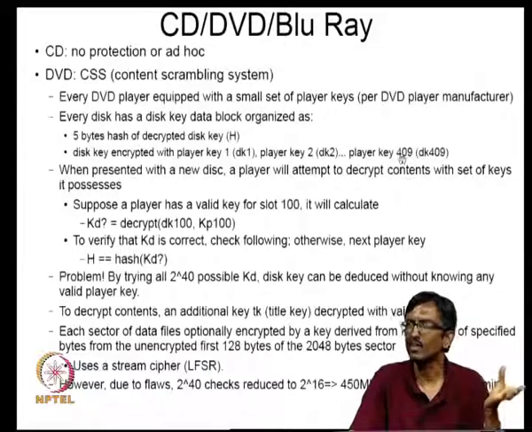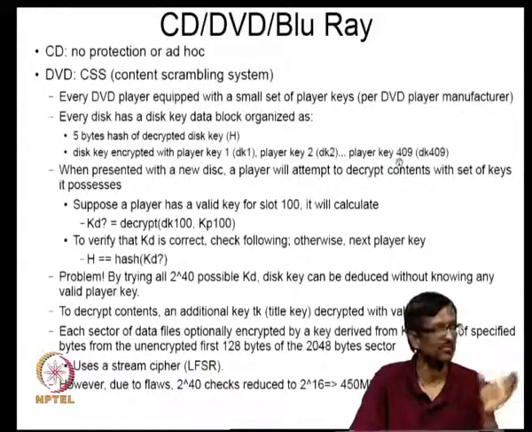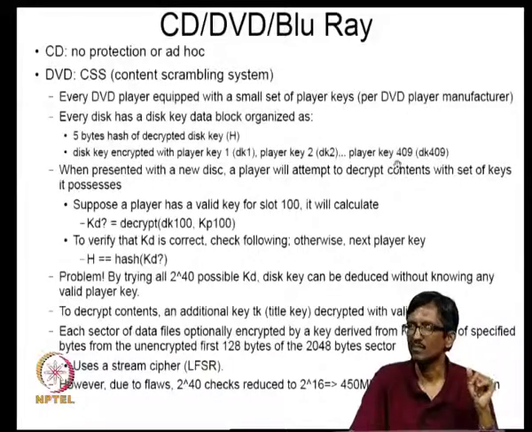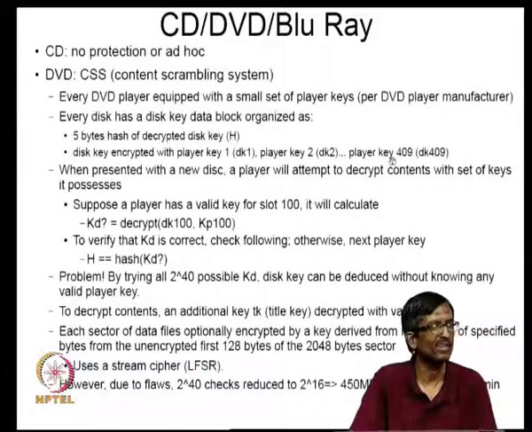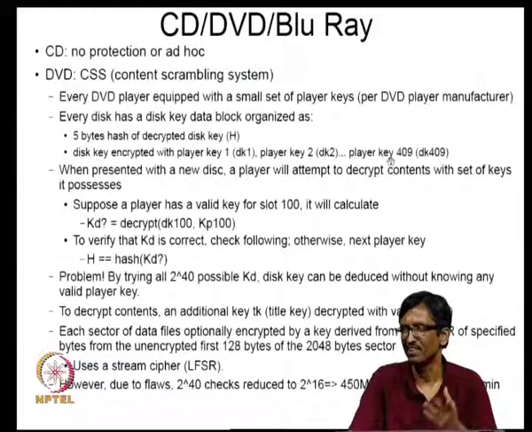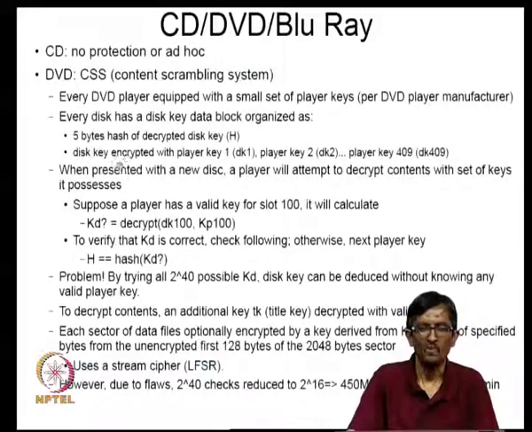For some reason, it's 409. I suspect it must be because of the limitations of fitting it into one sector, probably the size of this. So they also felt that there probably cannot be more than 409 manufacturers of DVD players worldwide. So what do we have on a disk? You have a hash as well as the encrypted version of that disk key for various players, for various manufacturers, let's say.